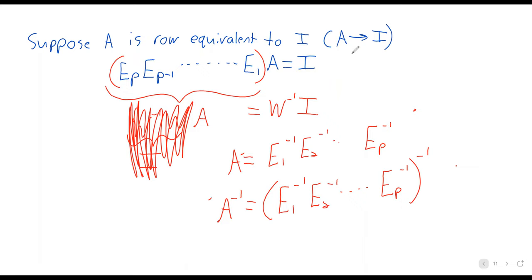I forgot to put it on the board, so I said just believe this for a moment and we'll justify it later, that every elementary matrix has an inverse. That's because every row operation can be undone. If you swap two rows, you can swap them back. If you multiply a row by 5, you can multiply the same row by 1/5. The third elementary row operation, multiplying a row by a scalar and adding it to another row, you can undo by multiplying the row by the negative scalar and adding it to the other row. And the inverse of an elementary matrix is the elementary matrix that undoes the row operation.